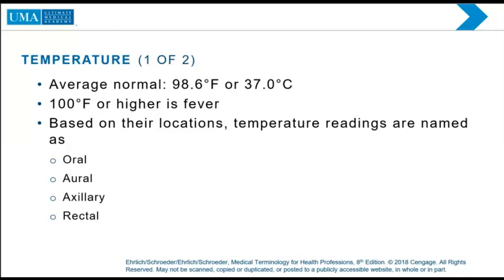Temperature. The average normal temperature is 98.6 degrees Fahrenheit or 37 degrees Celsius. Temperatures of 100 degrees Fahrenheit or higher is considered a fever. Based on the locations of the temperature readings, they are named based on their location. So if it's done through the mouth, that's oral, and axillary, and then rectal. Aural is ear.